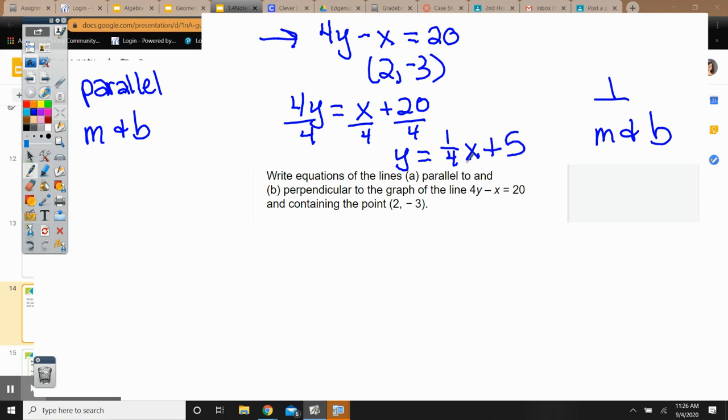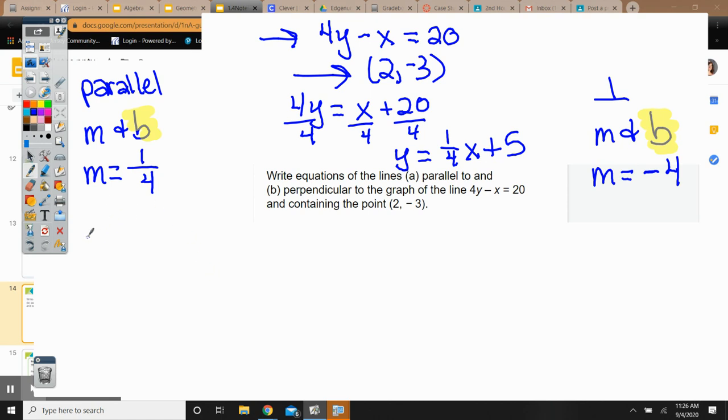So this is the line. If it's parallel to this line, the slope is the same as this line, which is 1/4. If it's perpendicular to that line, the slope is the opposite reciprocal, which is -4. So now I know what the slopes are of both of my lines. I also need to know what the y-intercept is going to be, and I don't know that yet. I'm going to have to do some calculations using this point.